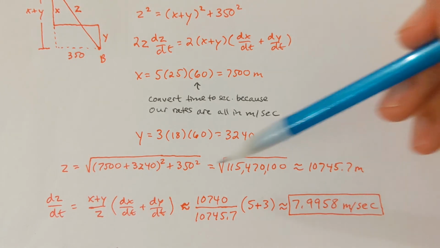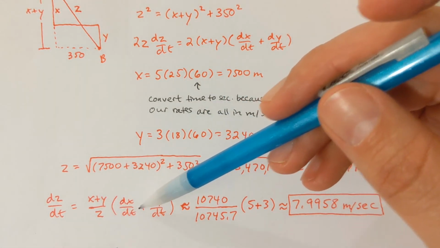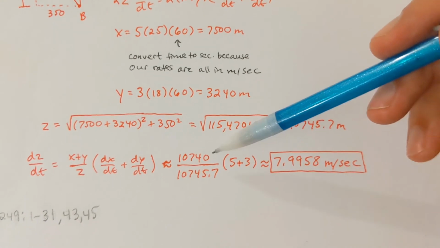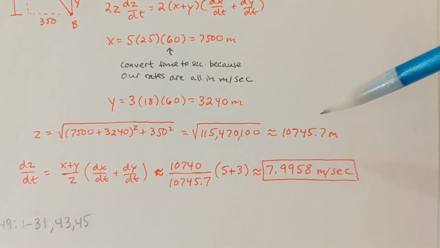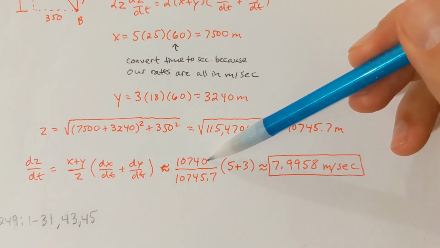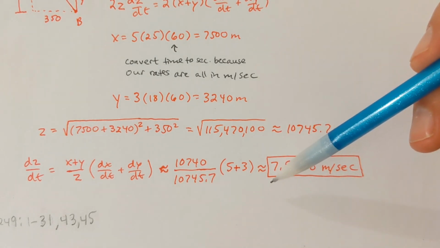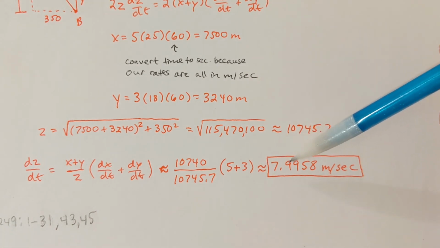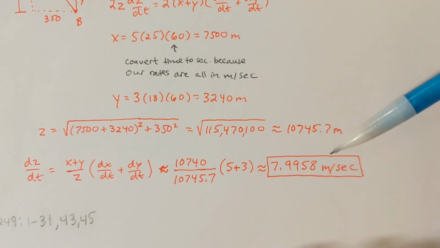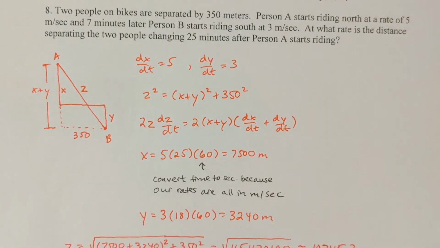Okay, so we have all of our information now. We know x, y, and z, and we can plug all this in. dx/dt is 5 meters per second. dy/dt is 3 meters per second. Let's see here, x plus y, when you add these two numbers, 10,740 meters. You're dividing by z, which is 10,745.7 meters. Okay, simplify, and I'm getting roughly 7.9958 meters per second for dz/dt. dz/dt is positive, right, because z is growing over time as these two bikers are riding away from each other.